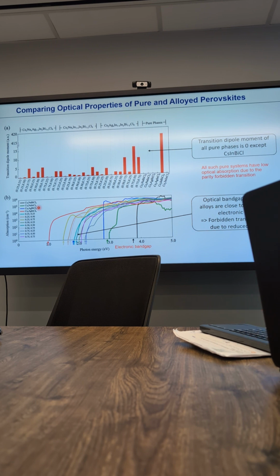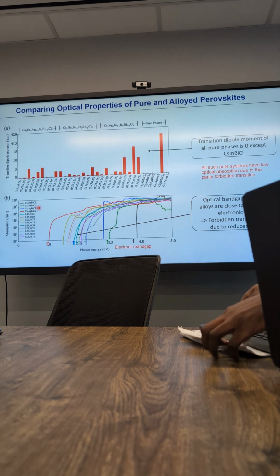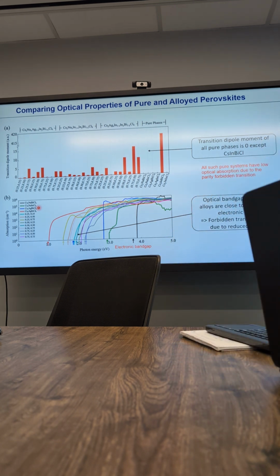But that's my question. Why are the arrows not on the same marker for the pure phases, whereas for the alloy phases they are on the same marker? Not talking necessarily about the transition dipole. Yeah, I get the question. Okay, cool. Let me see if there's a better explanation in the paper.